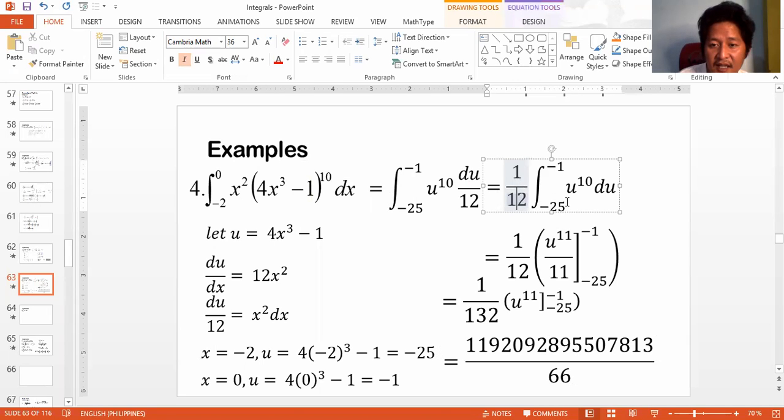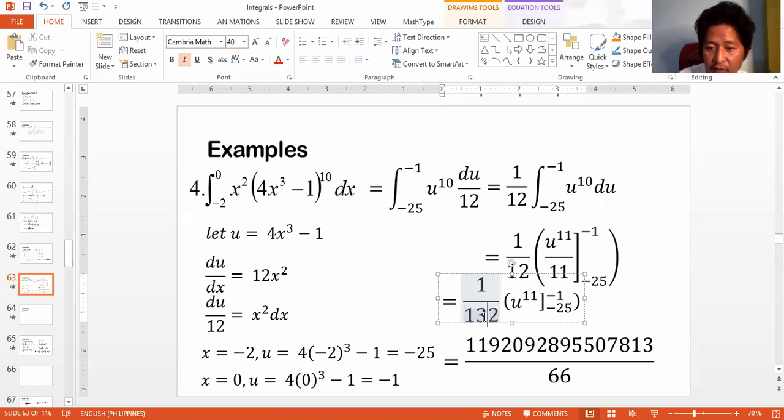Tapos, nilabas natin yung constant ulit. Okay? And then ito, from here to here, we just integrate. Di ba u to the n lang yan? So u to the 10 plus 1, kaya naging u to the 11 over 11. Okay? And then, from here naman, going here, we just multiply 12 and then 11, kaya naging 132 ito.